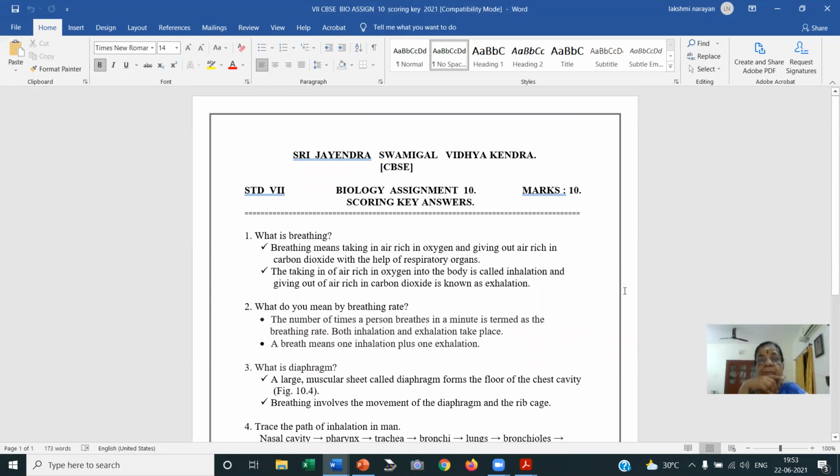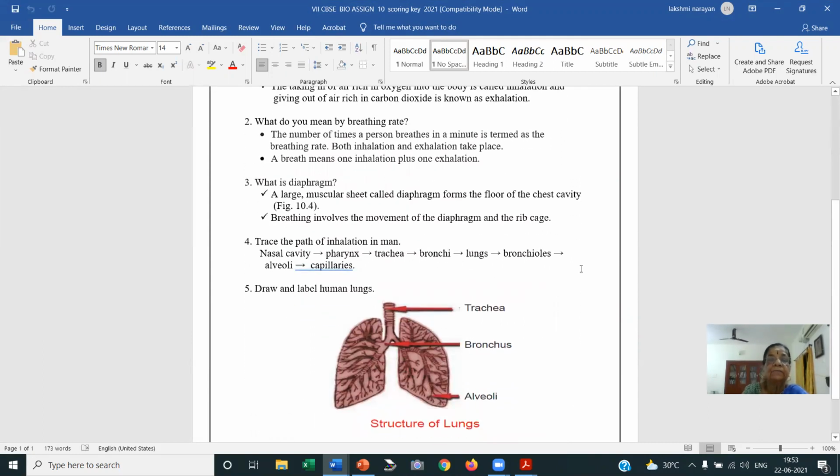What is breathing? Breathing means taking in air rich in oxygen and giving out air rich in carbon dioxide with the help of respiratory organs. Breathing rate is the number of times a person breathes in a minute. Both inhalation and exhalation occur at the breathing rate, right? Then what is the diaphragm? A large muscular sheet called the diaphragm forms the floor of the chest cavity. Chest cavity is the thoracic cavity. Breathing involves the movement of the diaphragm and rib cage. Then trace the path of inhalation in man: nasal cavity, pharynx, trachea, bronchi, lungs, bronchioles, alveoli, and capillaries. And label the human lungs: trachea, bronchus, alveoli.